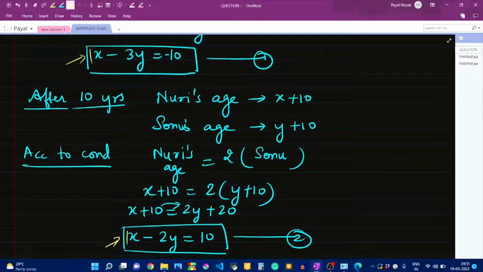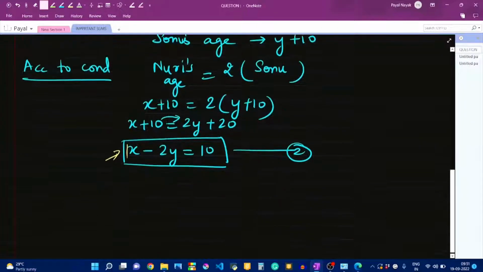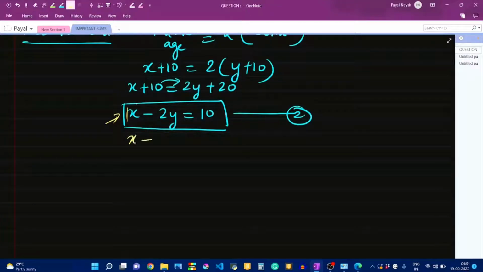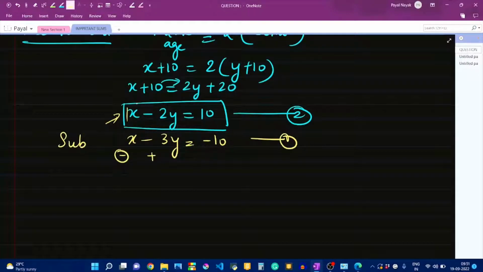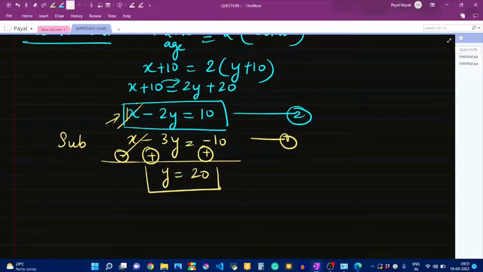So I'll just write down the first equation again, that is X minus 3Y is equal to minus 10. That is the first equation again. And we will carry out subtraction. So this becomes minus, this becomes plus, this again becomes plus. So when you solve it, this and this will get cancelled. So this becomes minus 2y plus 3y is y, 10 plus 10 is 20. So our value of y is 20.